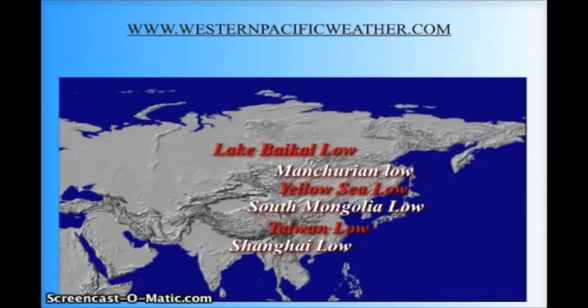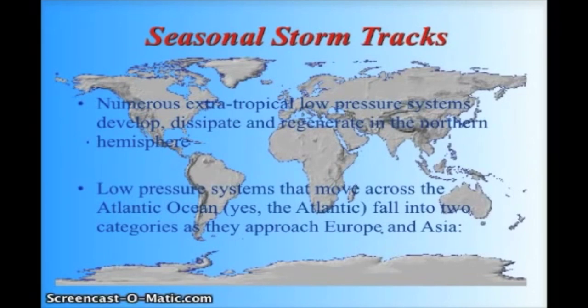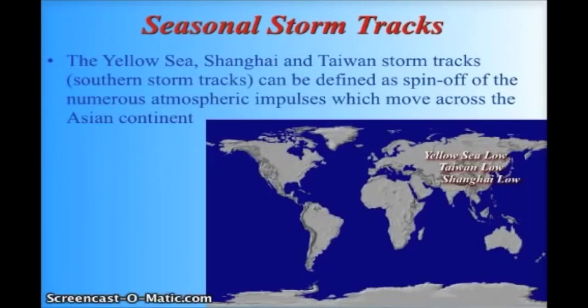So moving on to the next slide here, we're going to show you the seasonal storm track zone. Numerous extratropical low pressure systems develop and dissipate in the northern hemisphere, of course, but some of these actually start out in the Atlantic, move over the Asian continent, and eventually move over towards the Western Pacific. So here are some of the seasonal storm tracks, though, starting with the Yellow Sea, Shanghai, and Taiwan Lows, which are all southern storm tracks that spin off of numerous atmospheric impulses over the Asian continent here.